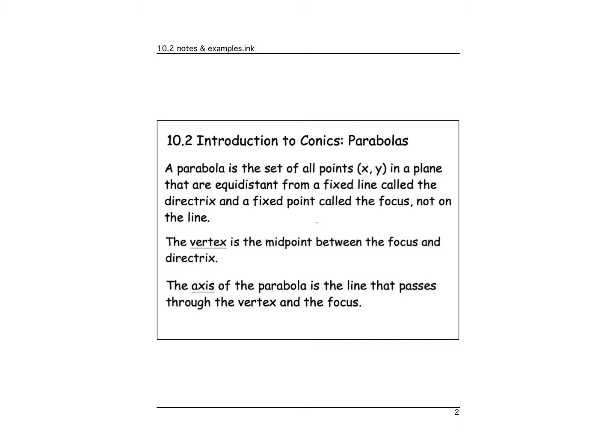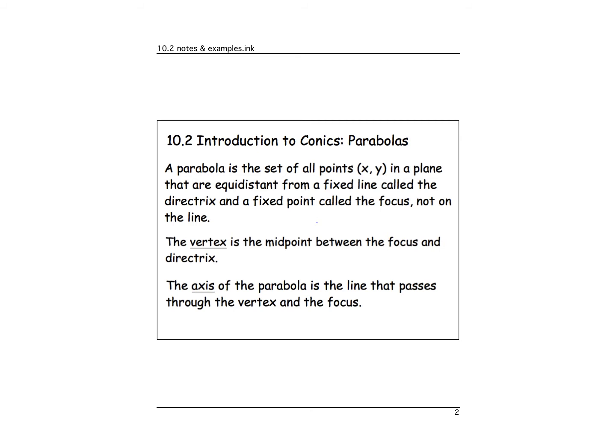A parabola is the set of all points x, y in a plane that are equidistant from a fixed line called the directrix. So that is a line that we did not look at from an Algebra 2 perspective, at least at the regular level. I'm not positive at the accelerated level. And a fixed point called the focus, not on the line. So those are two concepts that we're going to look at today that you may or may not have learned about.